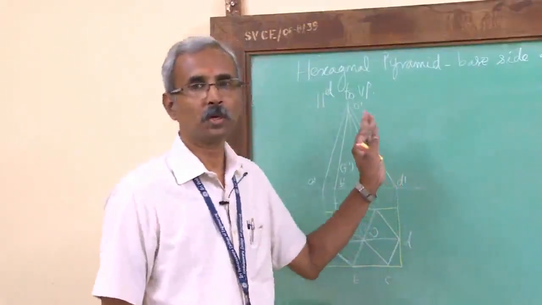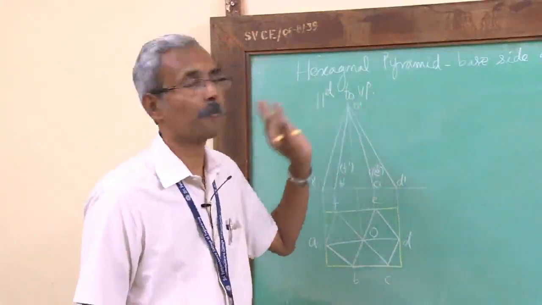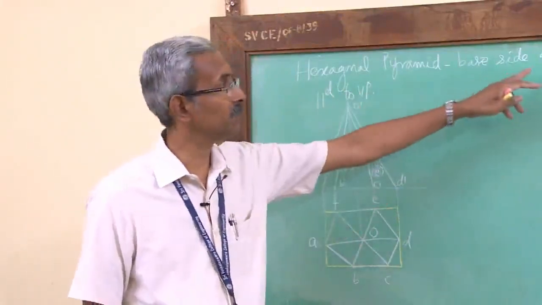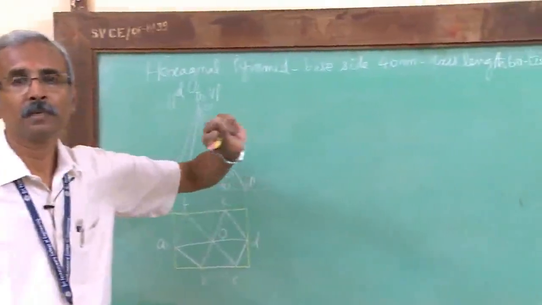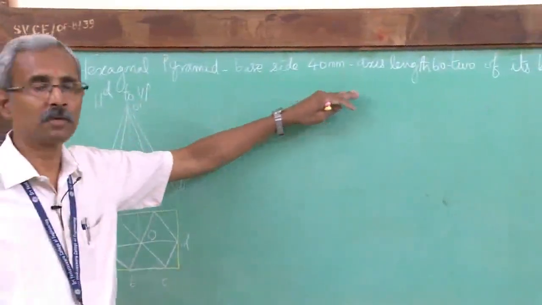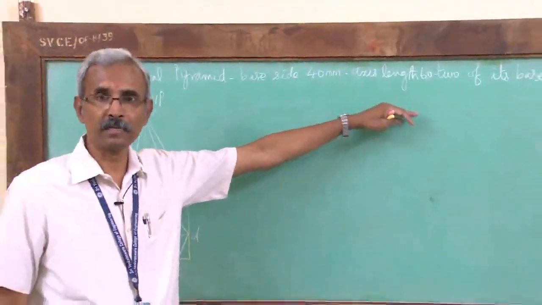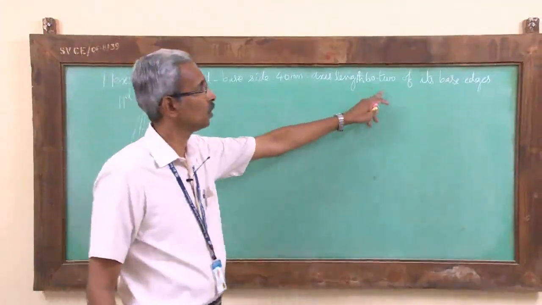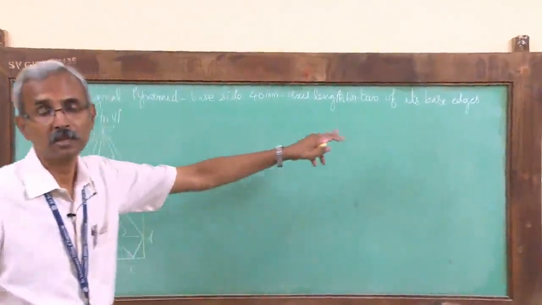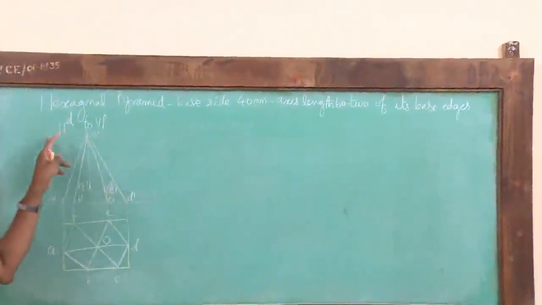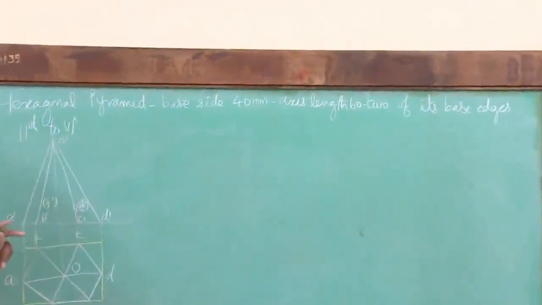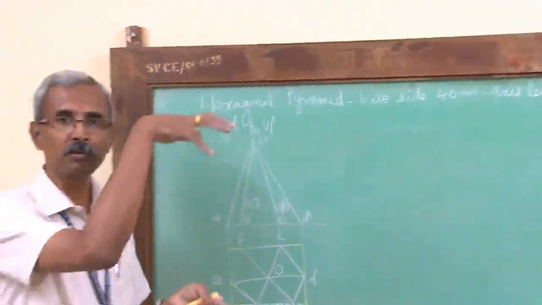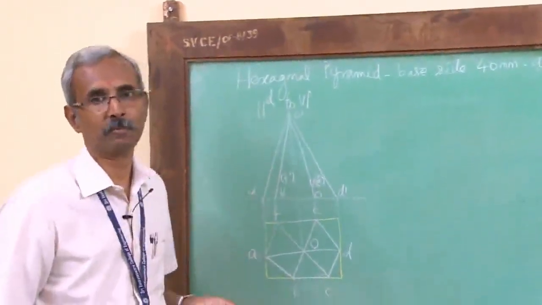Right, now we will see how to draw the isometric view of a hexagonal pyramid whose base side is 40 and height 60, and these are the dimensions for the solid. And then what are the additional conditions that are given to place the orientation? It says two of its base edges are parallel to VP. So for this condition you have to place the pyramid in position.